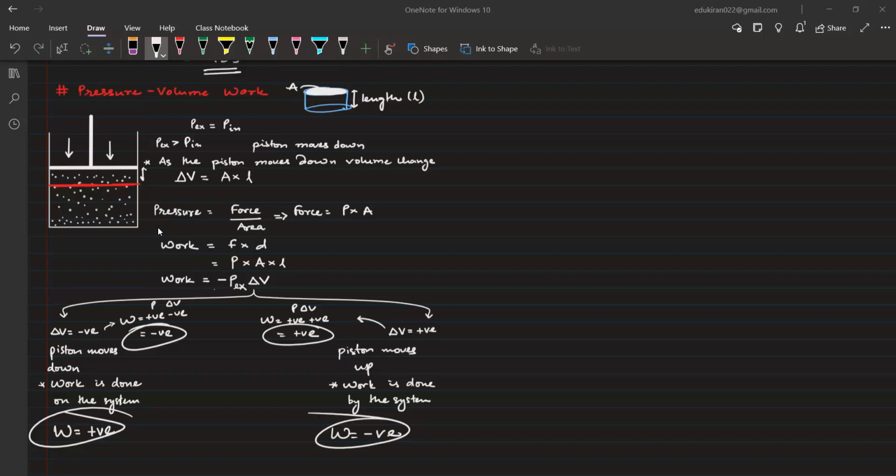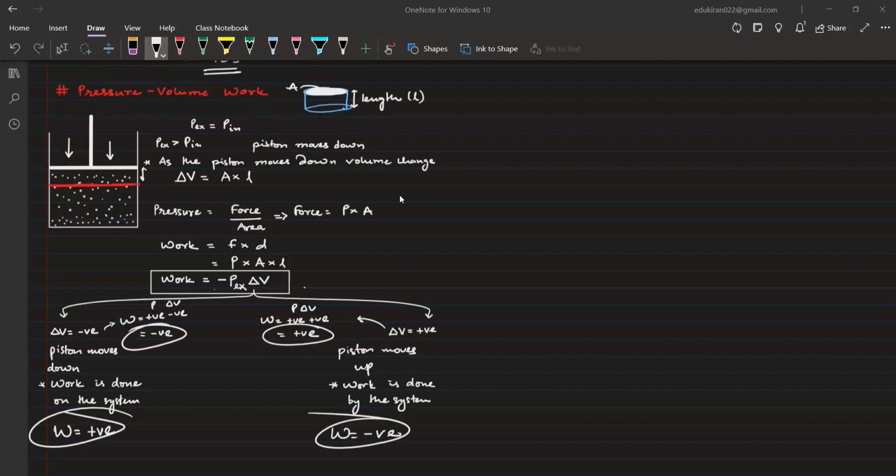Let me know if you are done writing. Okay, you just need to write till here. You don't need to see the cases here, which you have written, delta V is positive or negative. You just need to write till here. Minus P external into delta V is equal to the work. This is the pressure volume work.